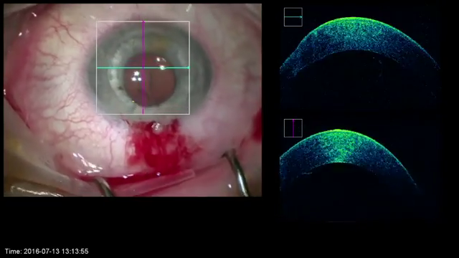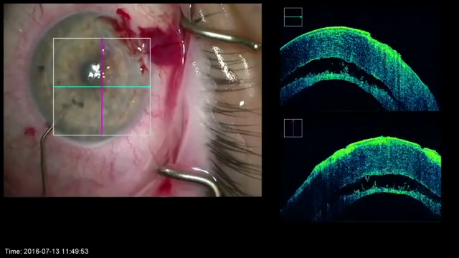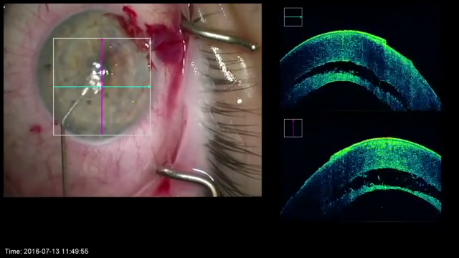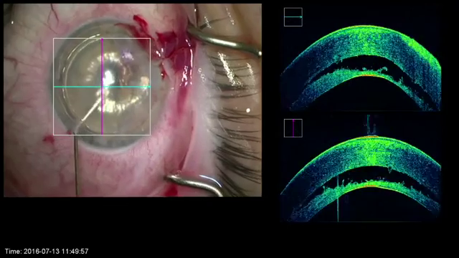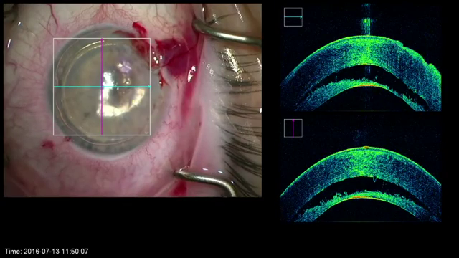Next, air is injected into the anterior chamber and the space left between the DSAEK graft and the host cornea is evident. The surgical view makes it seem that the graft is well opposed. In the past, I would stop at this point.